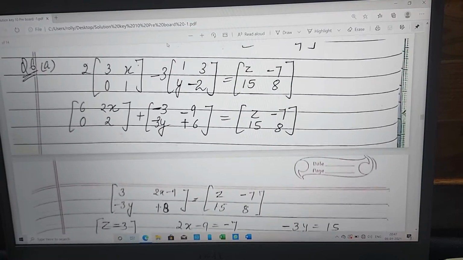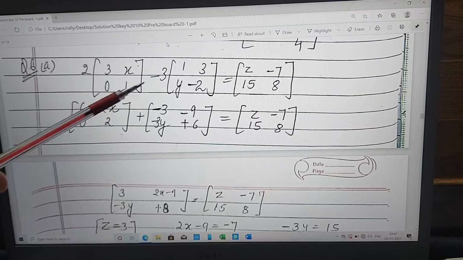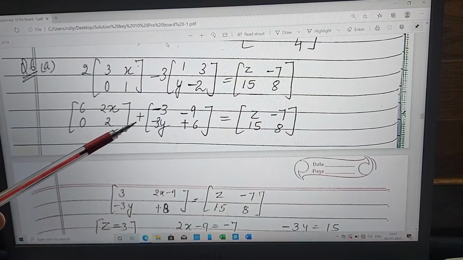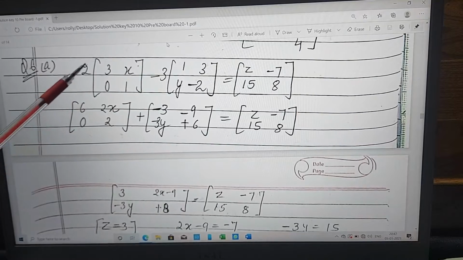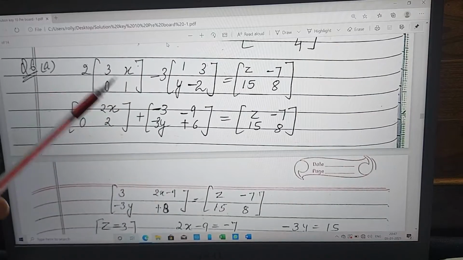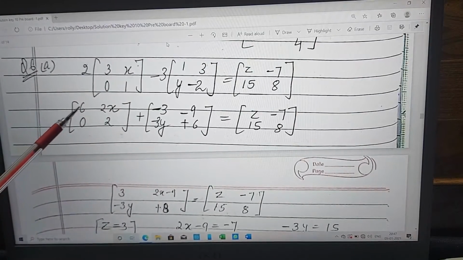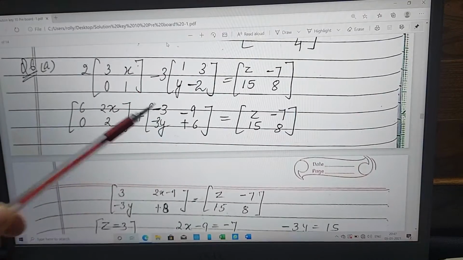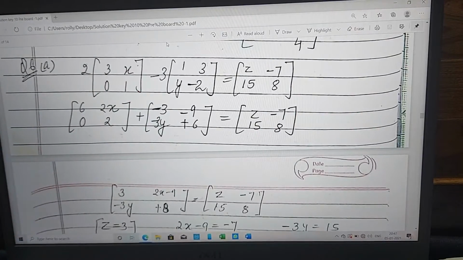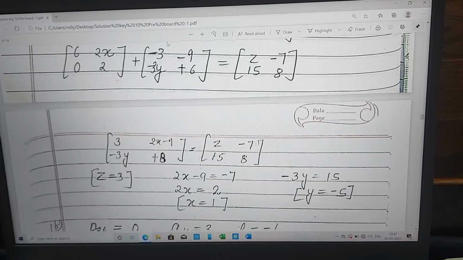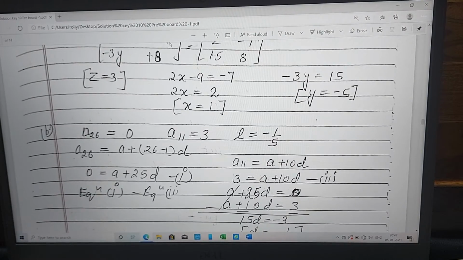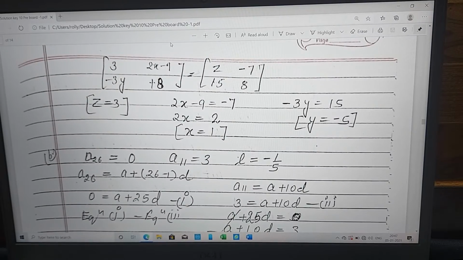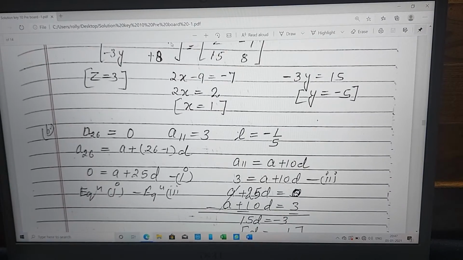Once you take this minus sign inside, then this has to be converted to positive. Or you remember that it is 6, 2x and 0 and 2, then it has to be 6 minus 3. You have to remember. Clear? You can do it this way also: either multiply the minus sign inside or remember that the minus sign is there in between. Then you will compare: the value of x is 1, y is minus 5, z is 3.